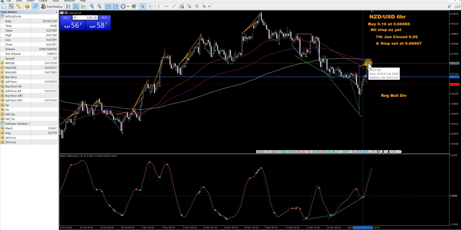This JAGfx RD, you can find it in the files folder, custom indicators, MT4 custom indicators in the Facebook group. It's freely available to anyone that's a member of the Facebook group. So it's just the JAGfx RD. It's more of a filter really.